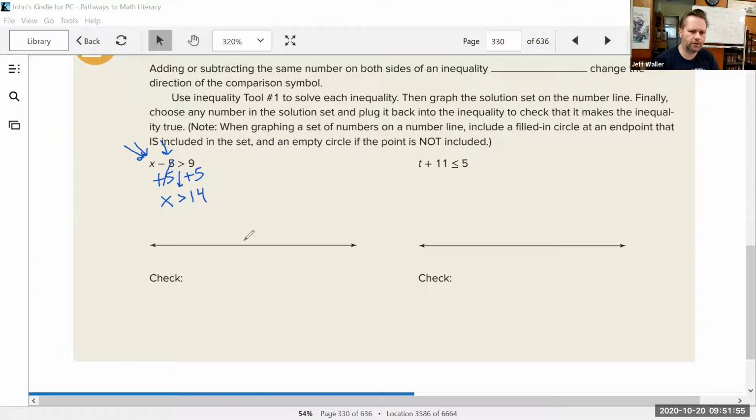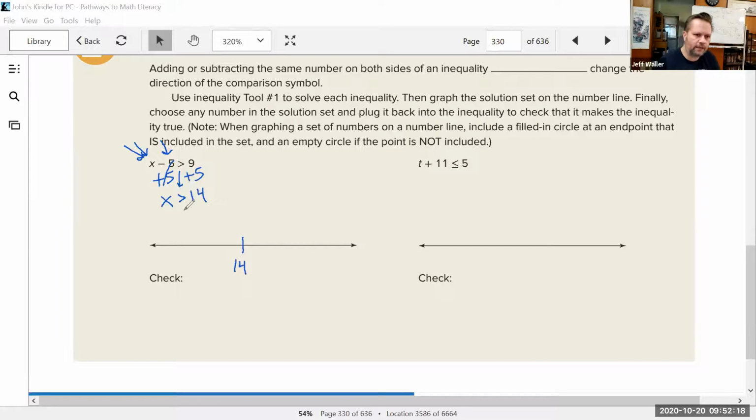So if I were to graph that on a number line, and now I'm not sure, I want to use the same symbols they use in the book here, because it depends. What page is this? 330. Okay. All right, so they use the circles.